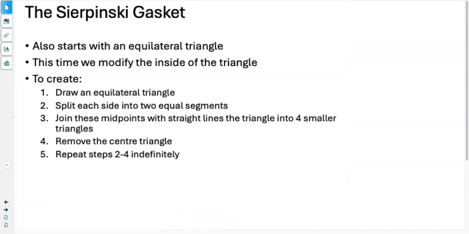Okay, next we're going to look at what's known as a Sierpinski gasket. It also starts with an equilateral triangle. This time, instead of modifying what's outside the triangle, we modify what's inside the triangle. Now to create it, we draw an equilateral triangle and split each side into 2 equal segments. We then join these midpoints of straight lines, which turns the triangle into 4 smaller triangles. We remove the center triangle, and then we repeat steps 2 to 4 indefinitely.